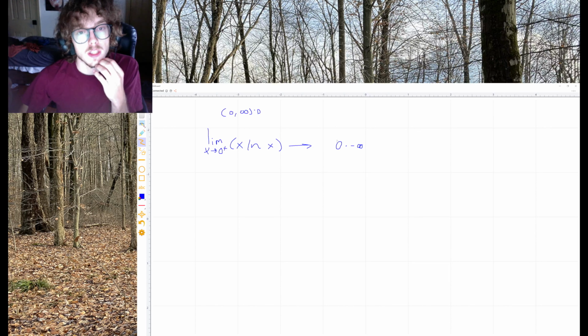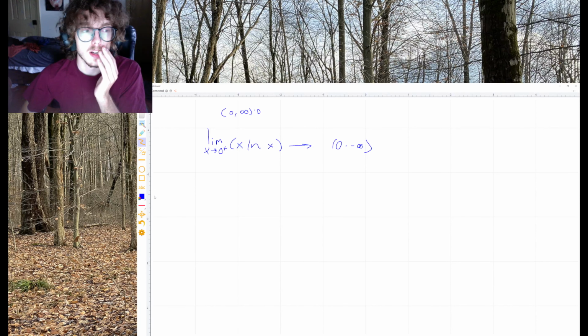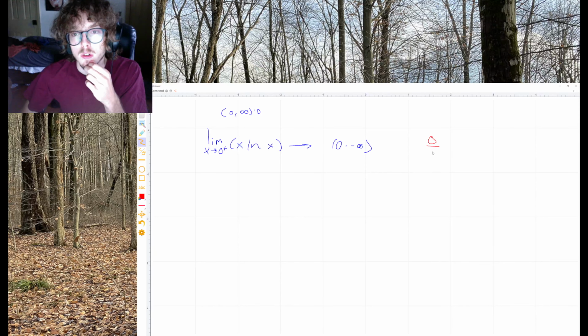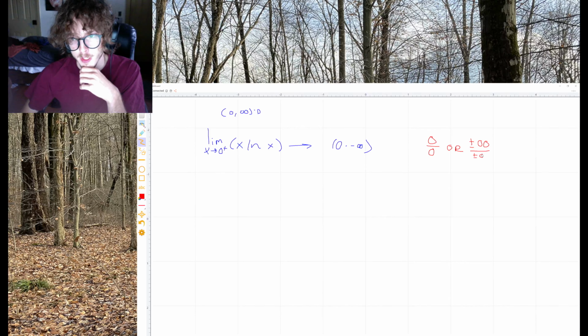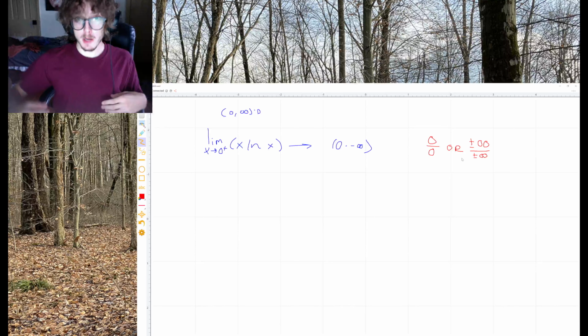Knowing this, it is an indeterminate form when you have 0 times negative infinity. But L'Hopital's rule doesn't apply here. If you remember L'Hopital's rule, basically if you have an indeterminate form of 0 over 0 or plus or minus infinity over plus or minus infinity, then you can take a derivative of the top function over the bottom, and what that will give you is what the limit's equal to.